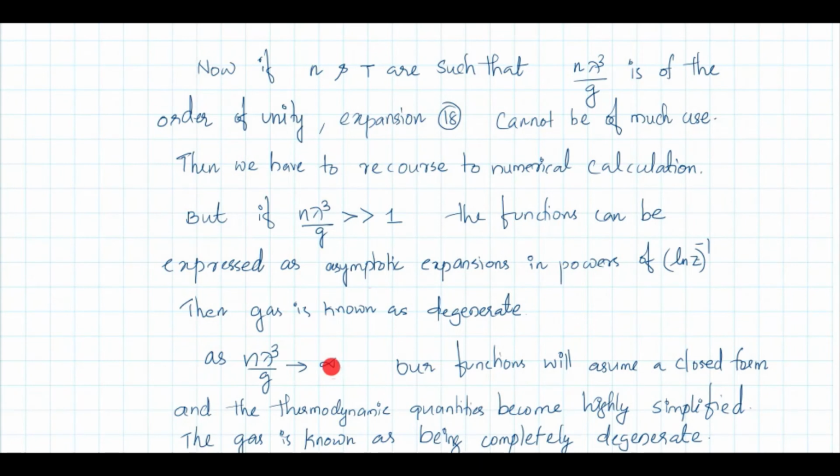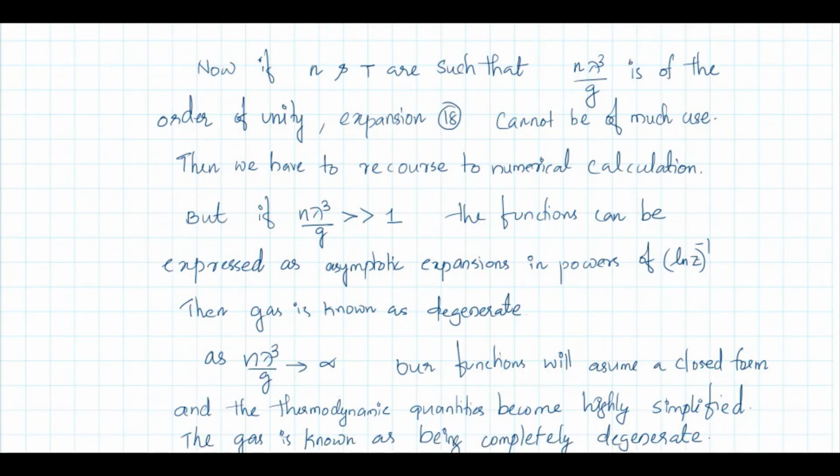Its value tends to infinity, and that corresponds to the case when n is very large, number density is very large, and temperature tends to 0. Temperature is very low. This is the extreme case. Then these functions u, cv, Helmholtz free energy, entropy, etc. will assume a closed form, and the thermodynamic quantities become highly simplified. And the gas is known as completely degenerate.